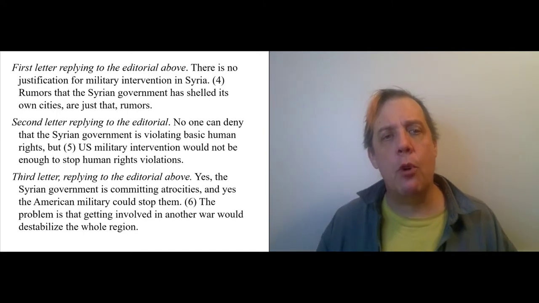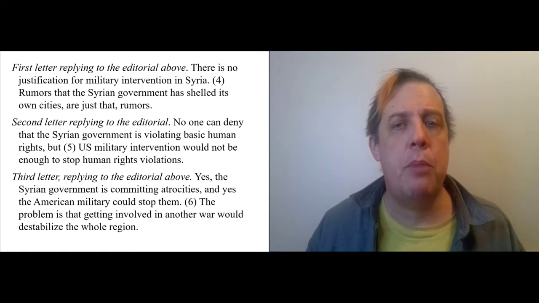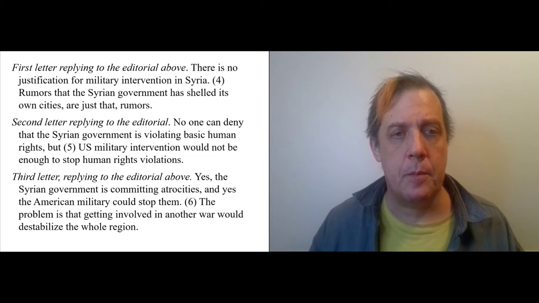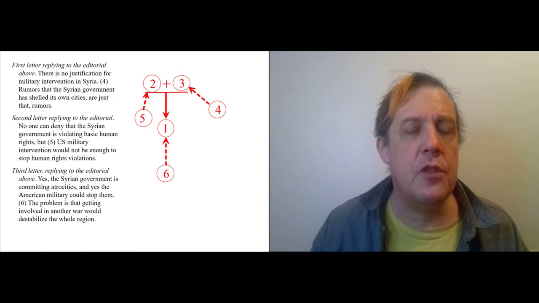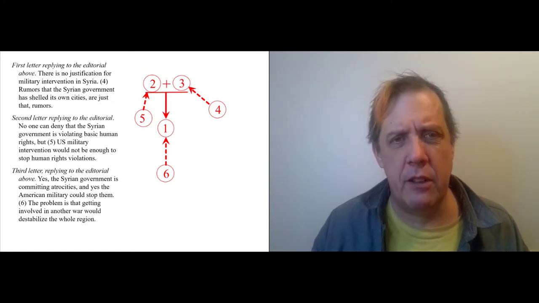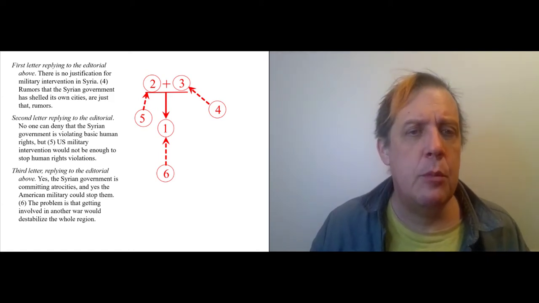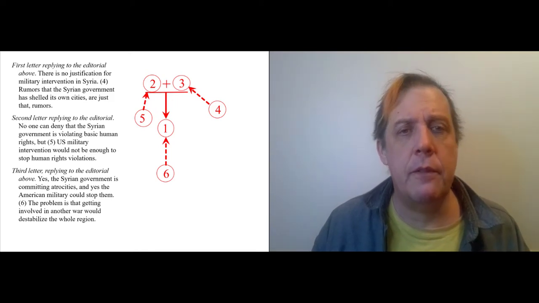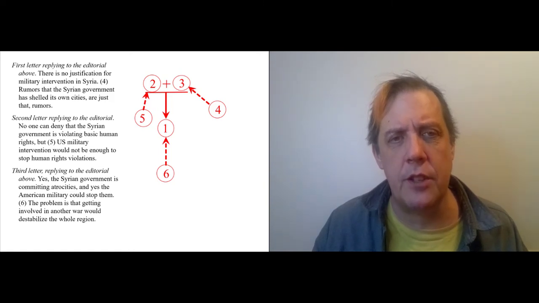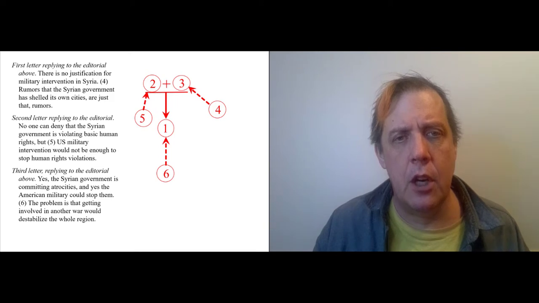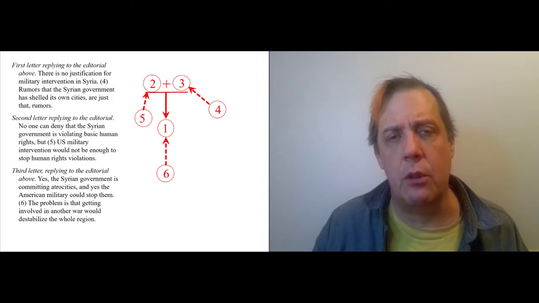So now we have statements 4, 5, and 6, and we can imagine them criticizing different parts of this argument, right? So essentially, statement 4 criticizes the truth of statement 3. There's really no human rights violations going on in Syria. Statement 5 says military intervention would not be enough to stop human rights violations. Actually, there are two different ways I could diagram this. Here I'm just representing this as a challenge to statement 2, and we'll leave it at that.